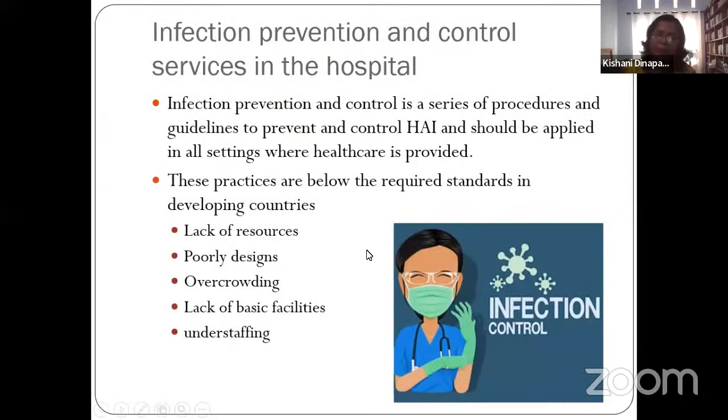The other thing would be infection prevention and control services in the hospital. This is a huge service which is under the supervision of the consultant microbiologist. Infection prevention and control is a series of procedures, and there are guidelines to prevent and control hospital-acquired infections, and this should be applied to all settings where healthcare is provided.